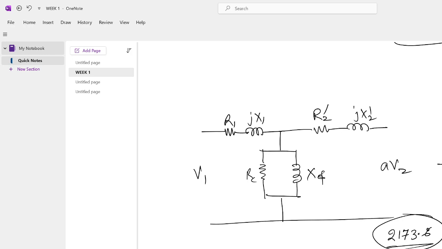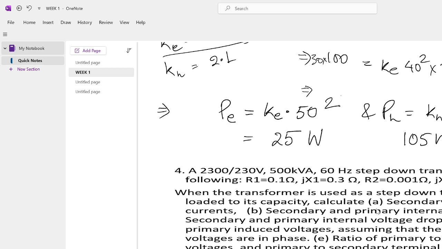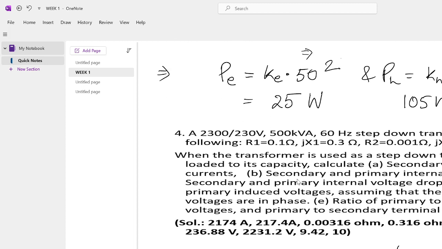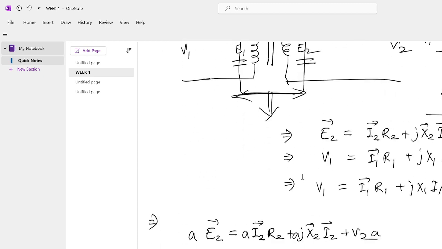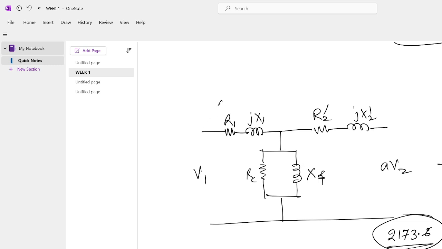217.391, sir. Okay. So next part, it is given secondary and primary internal impedances. How will you find secondary and primary internal impedances? It is given that the value of R1 is 0.1, JX1 is 0.3, R2 dash is 0.001, and this is 0.003. You can see.